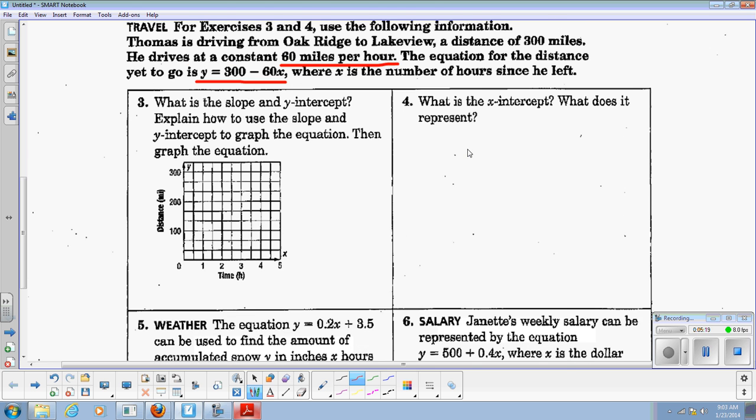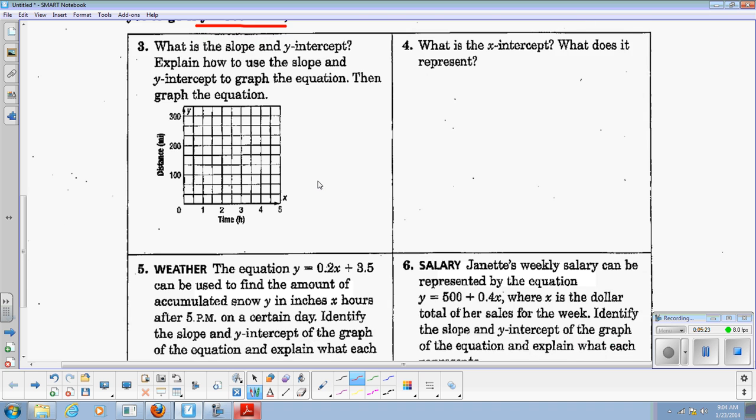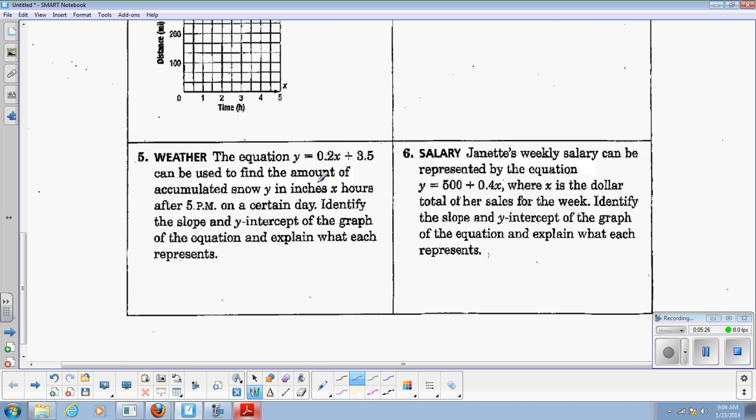So if you need to, I'd pause the video now, work on these 2 questions, and then we'll work on questions 5 and 6. Previewing questions 5 and 6 for you. The equation y equals 0.2x plus 3.5 can be used to find the amount of accumulated snow y, so that's your answer here, in inches x hours after 5 p.m. on a certain day.